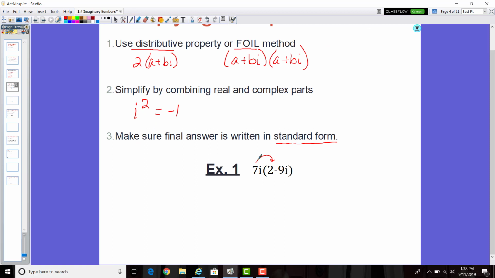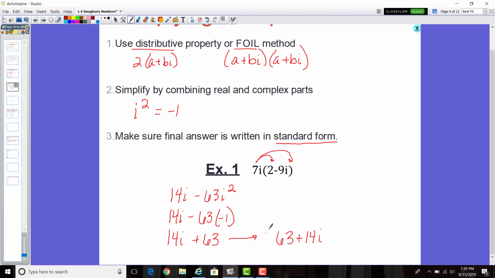So this would be a distributive property problem. 7i times 2 is 14i, and 7i times -9i is -63i squared. Now they both have i terms in them, but we know one's an i and one's an i squared. If we can't subtract x's and x squareds, we're not going to be able to subtract i's and i squareds. But we do know that i squared is representative of -1, and since 63 and i squared are multiplying, we will multiply those together, which gives us 14i plus 63. That is our final answer. However, standard form means you would have to switch that.